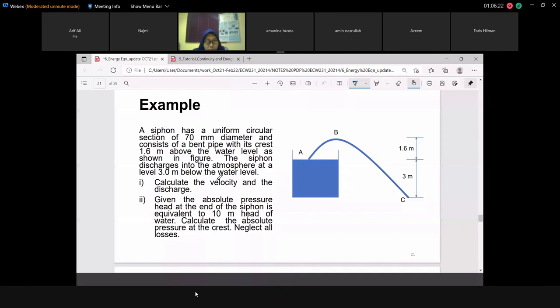Okay, so what you need to understand first adalah dekat A ni velocity dia 0, sebab there is no movement of water. Okay, and then dia bagi tahu discharge kat sini. Discharge into the atmosphere. Okay, bila discharge into the atmosphere, maksud dia pressure is 0.